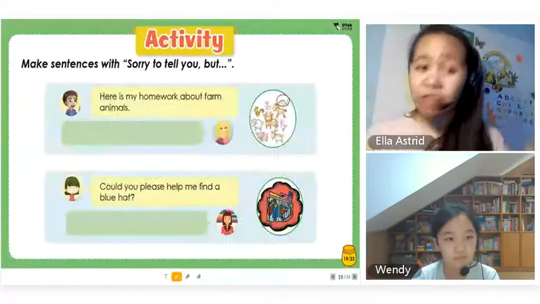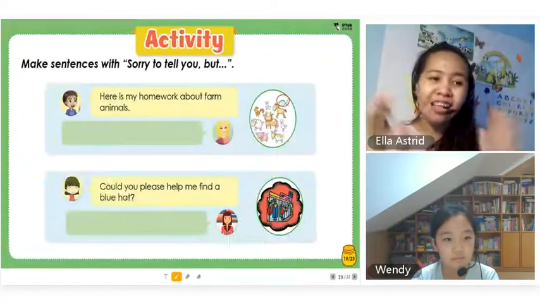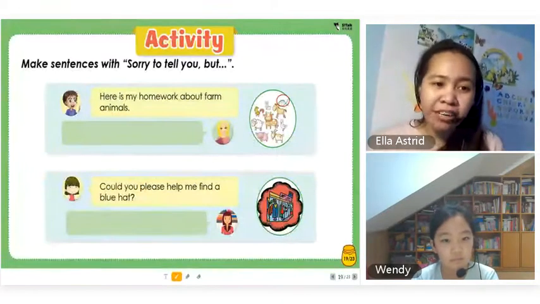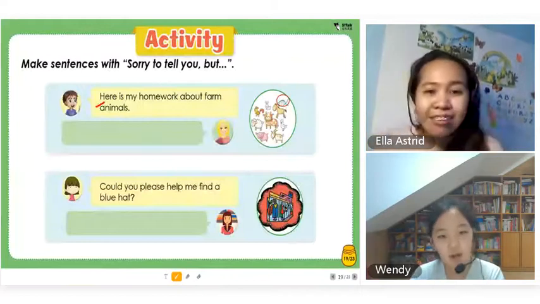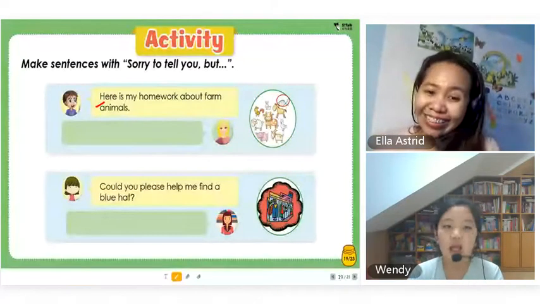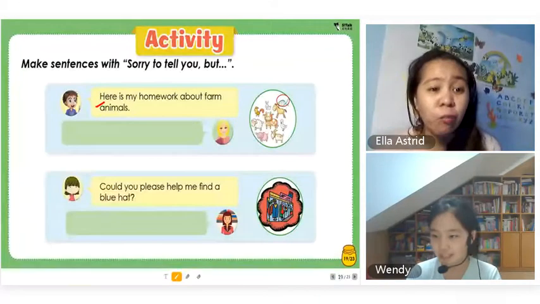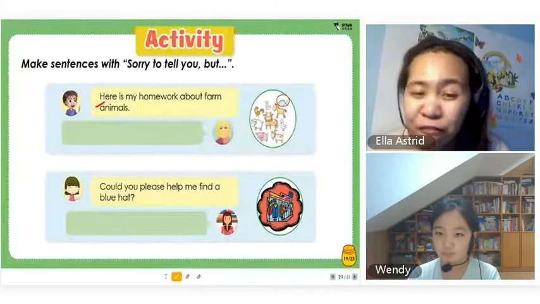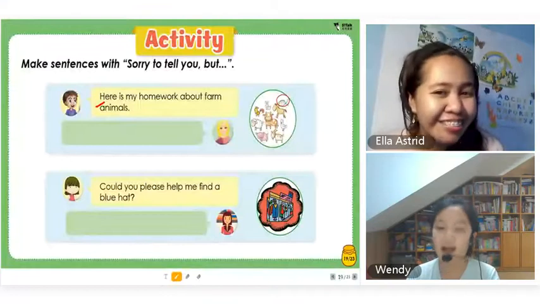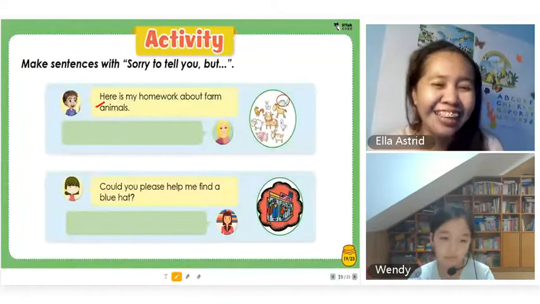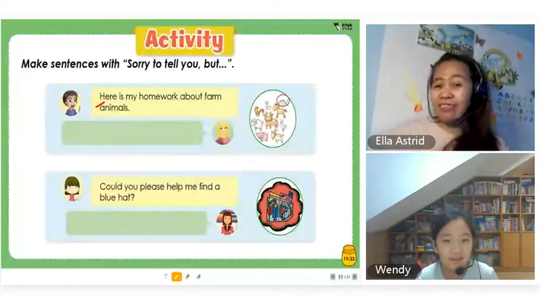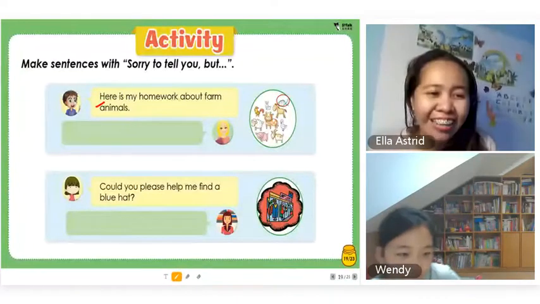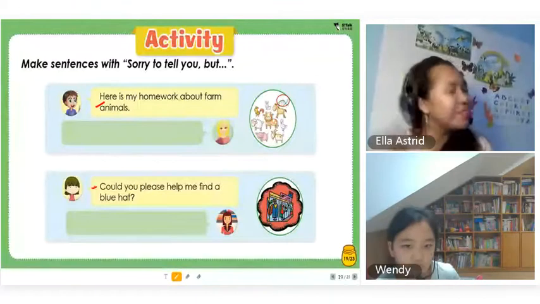Let's make sentences with "sorry to tell you, but." Okay, let's start. Here is my homework about farm animals. Sorry to tell you, but there is a fish. But the fish is not a farm animal. Okay, sorry to tell you, but the fish is not a farm animal. Okay, next.